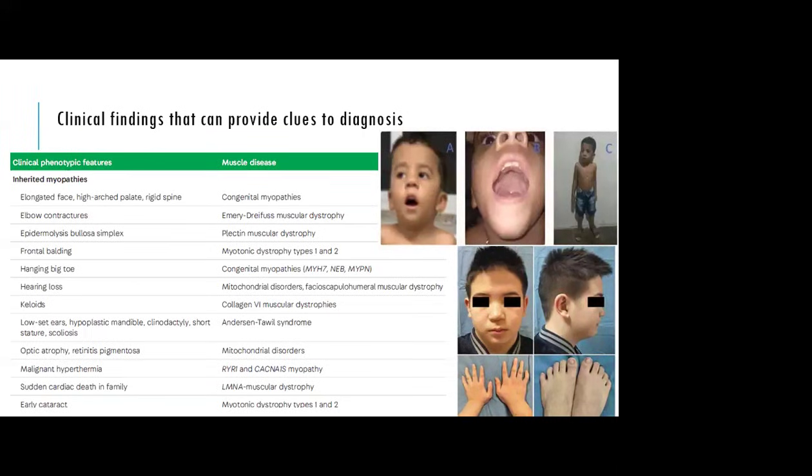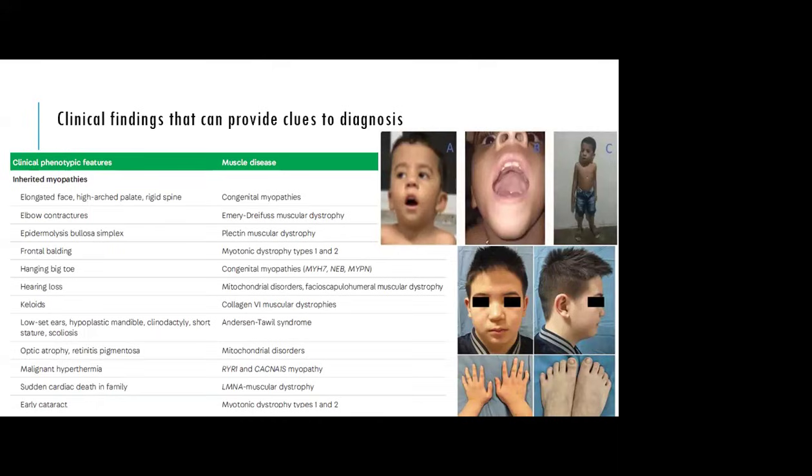The elbow contractures, as previously shown, are common in Emery-Dreifuss. Then epidermolysis bullosa simplex is common with the plectin muscular dystrophies. Frontal balding is common with myotonic dystrophy. Hanging big toe is seen in congenital myopathies of MYH7, NB, and MYPN.